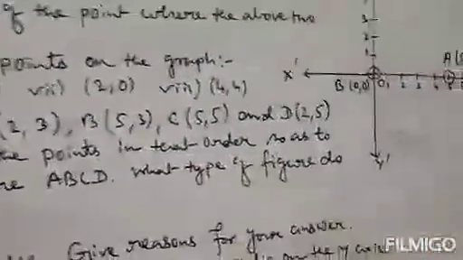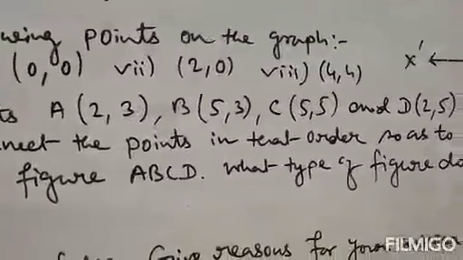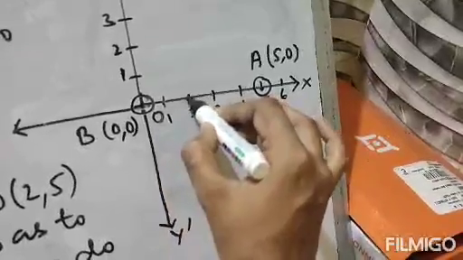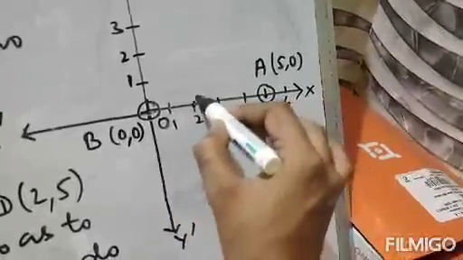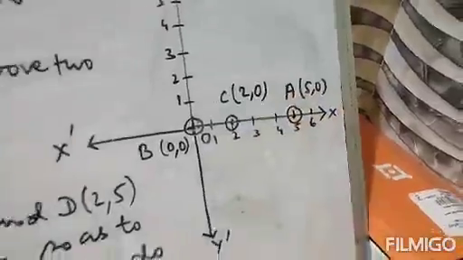Next, 2 comma 0 means the position with respect to the x axis is 2 units and the position with respect to the y axis is 0. So x is 1 2, so it is 2 comma 0, and y is 0, that means the position will be here, so it is 2 comma 0.